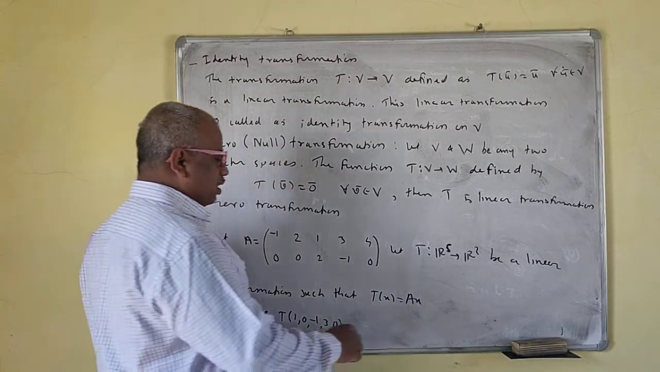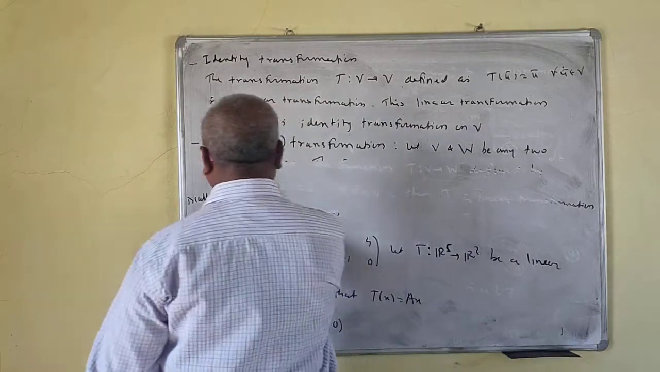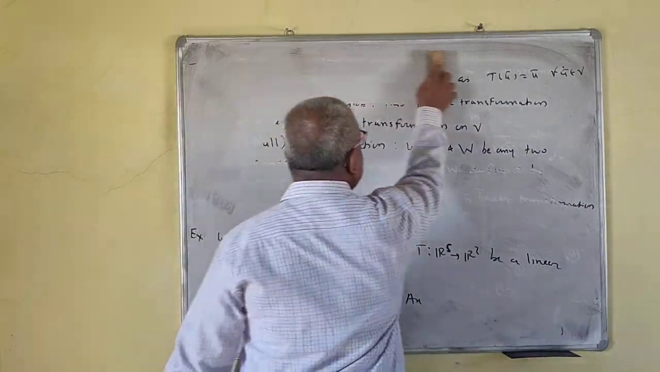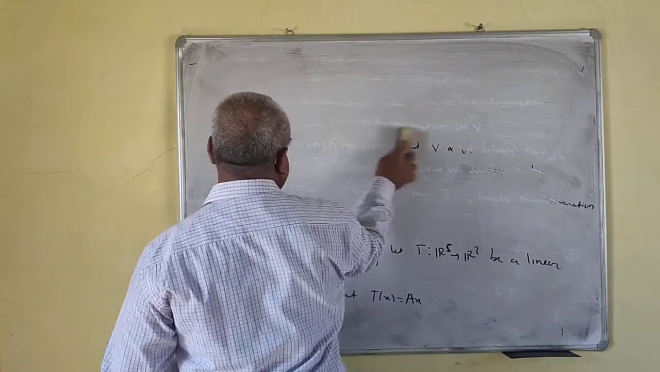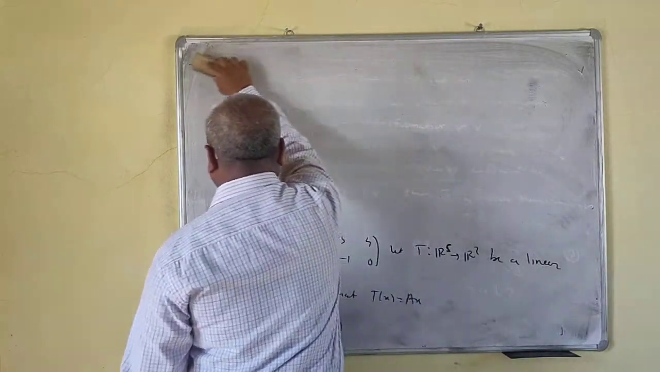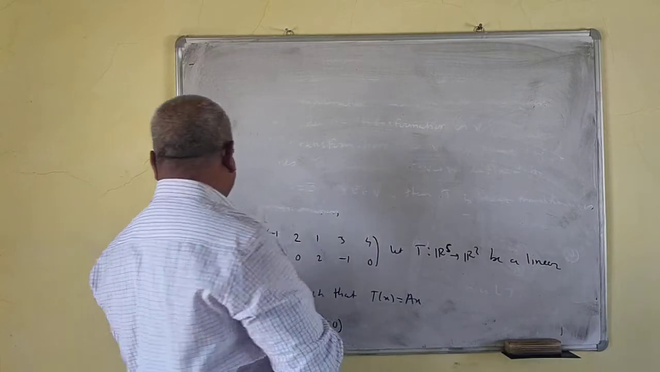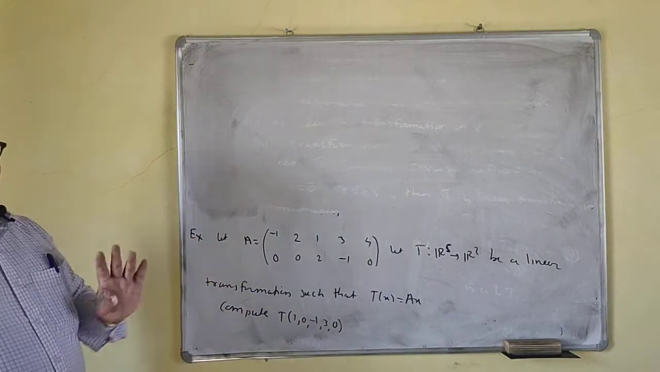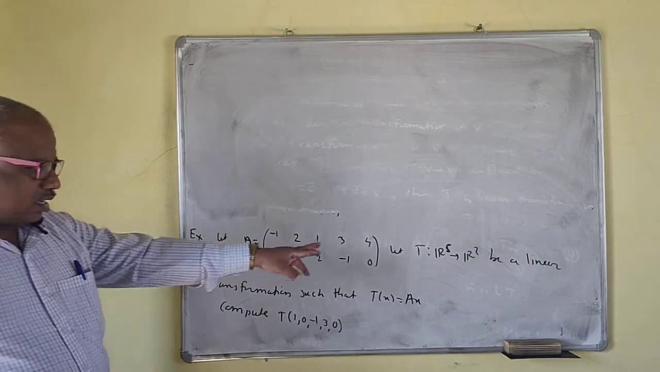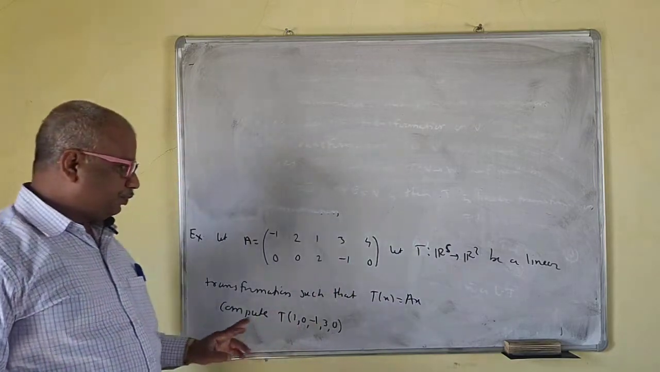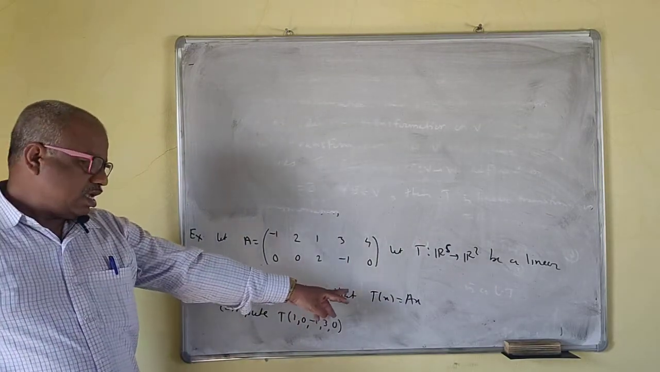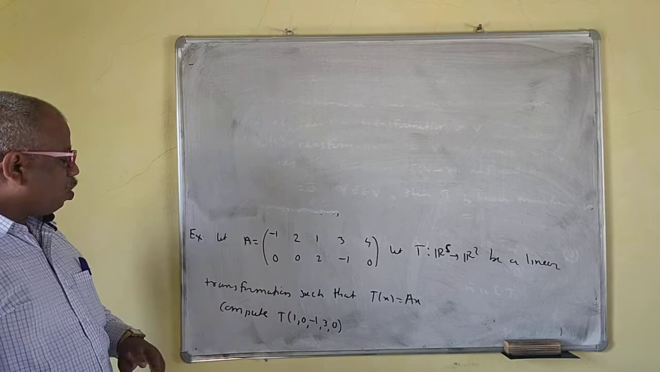Now we'll see some examples on linear transformations. Suppose a matrix A is given to you, and T from R5 to R2 is a linear transformation such that T of x is equal to Ax. You have to compute this.